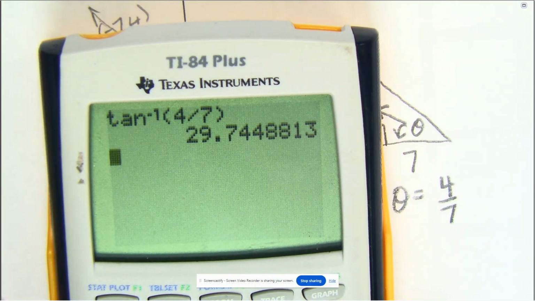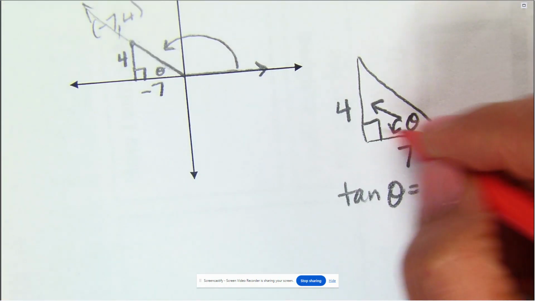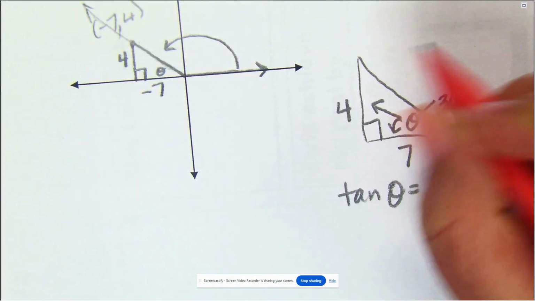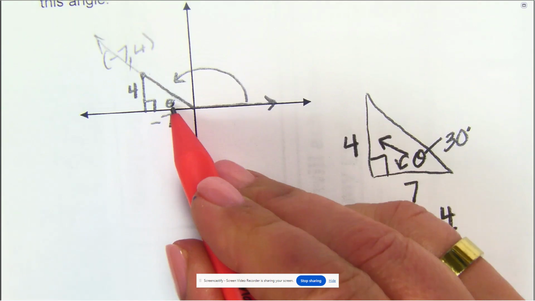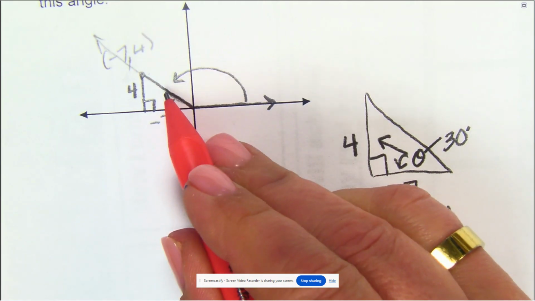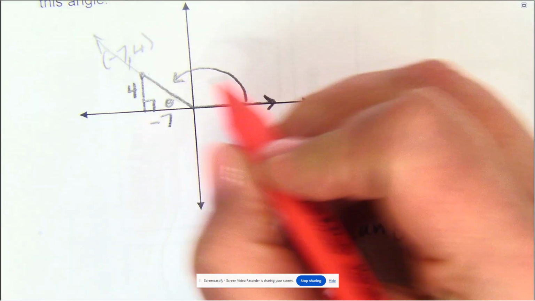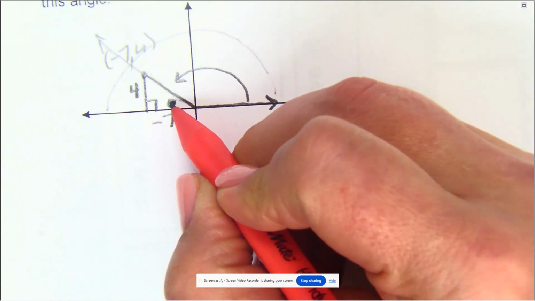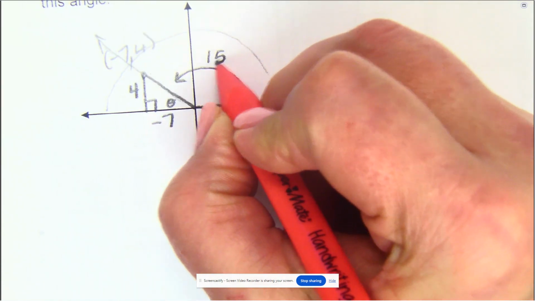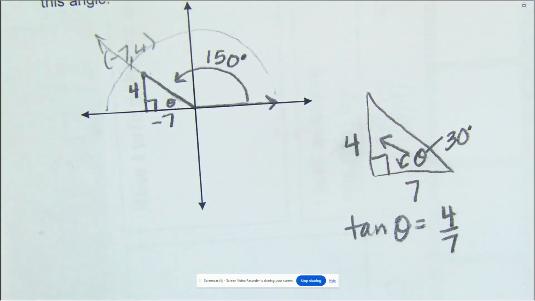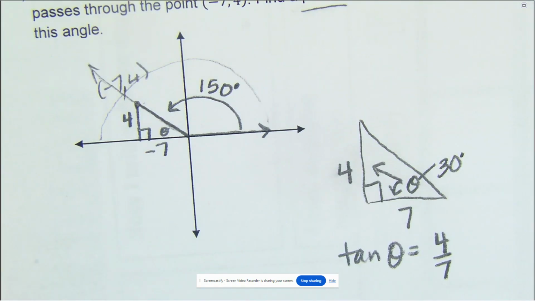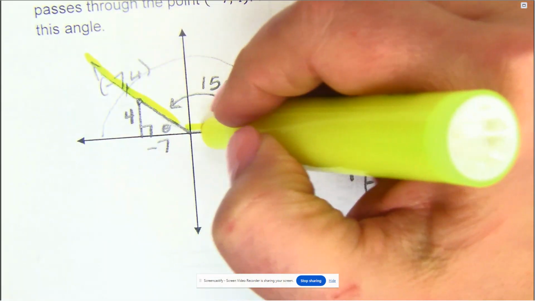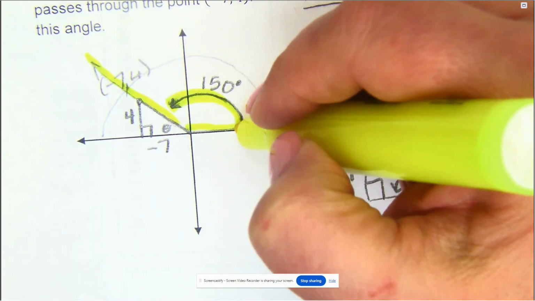Now that's not the answer. That is 30 degrees right there, right? This angle is 30 degrees. We're in quadrant 2, and it wanted this angle that ended there. So if this is 30, all the way to here is 180. So if that's 30, that leaves 150 left for this angle they wanted me to find. So the answer is 150 degrees.